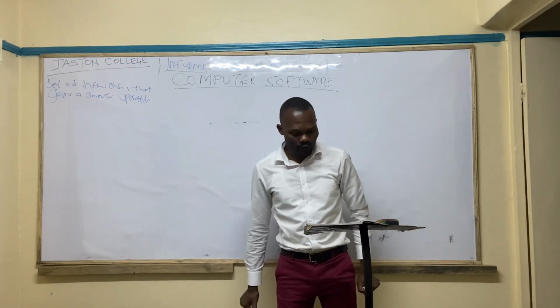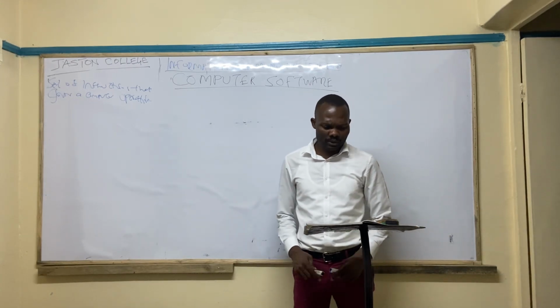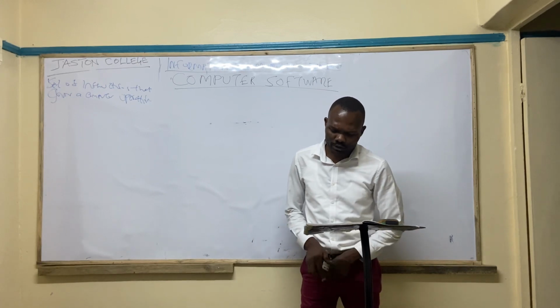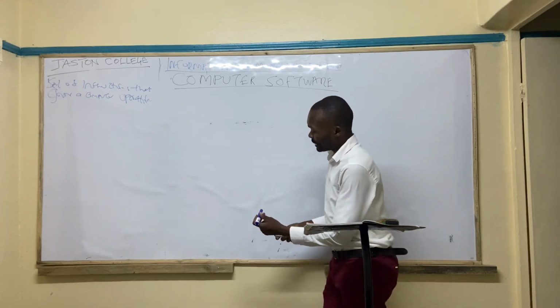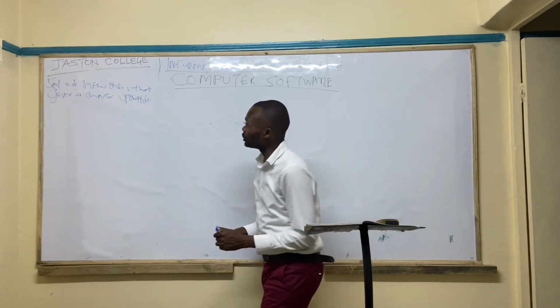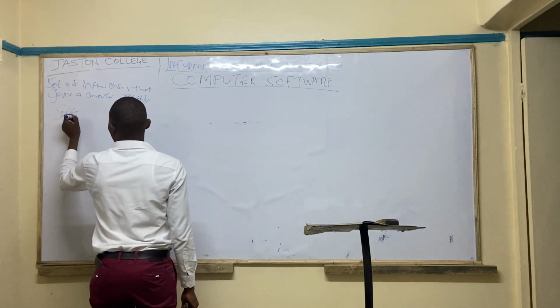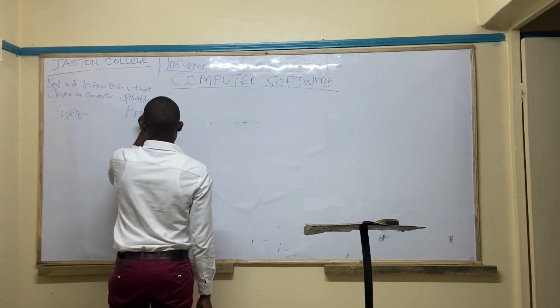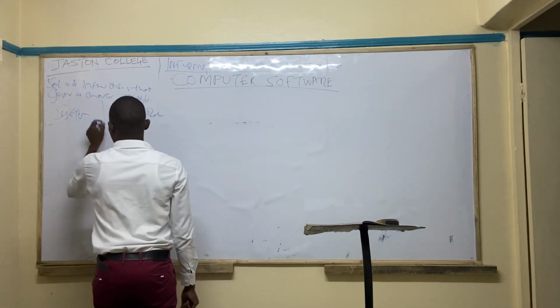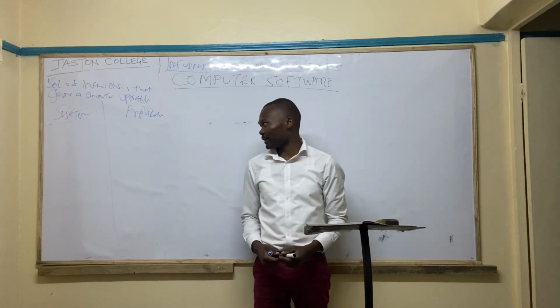Then we also have data against information. So in software, we have system and application. We have what we call system, and then we also have application. So we have system software and application software.